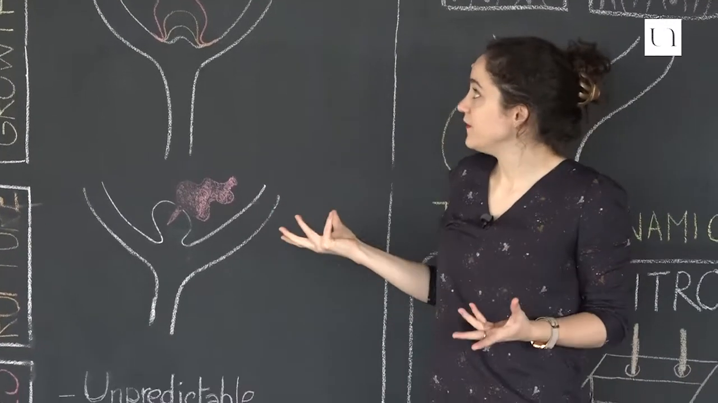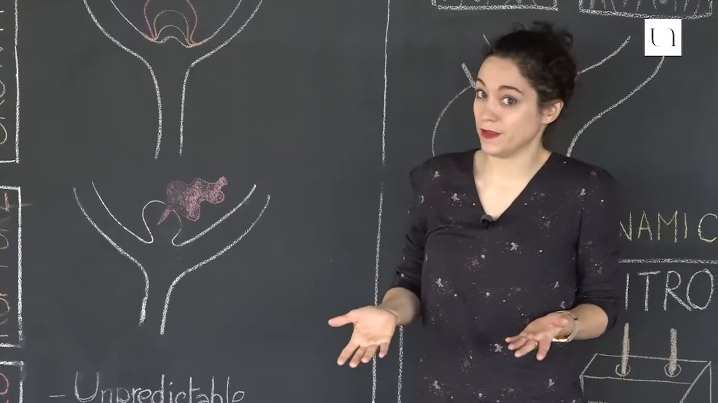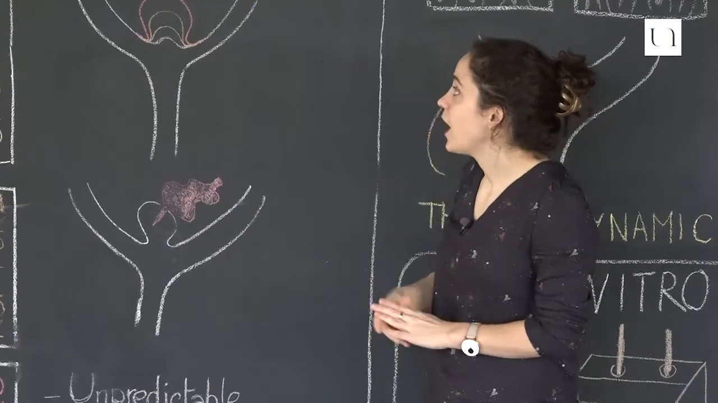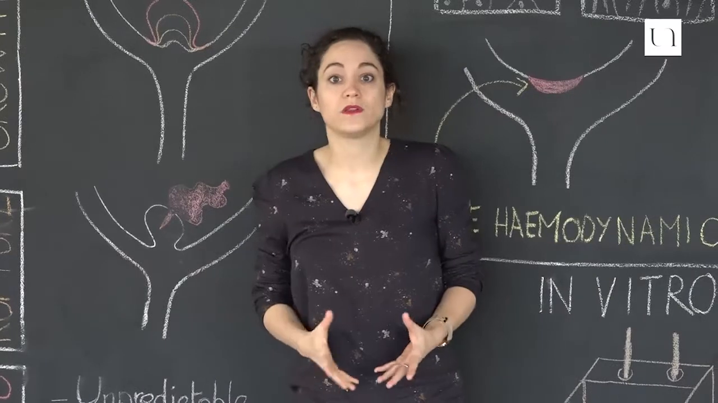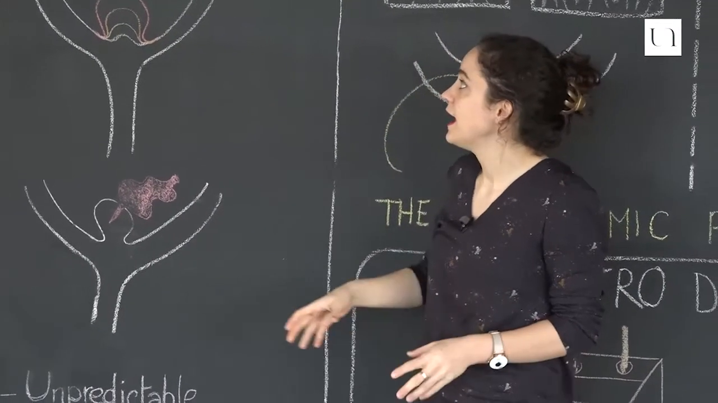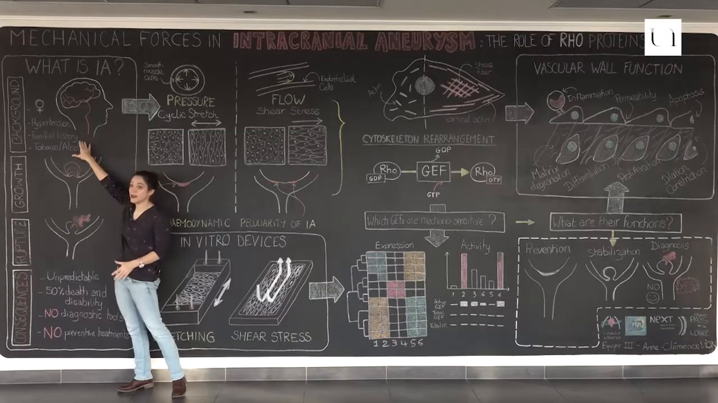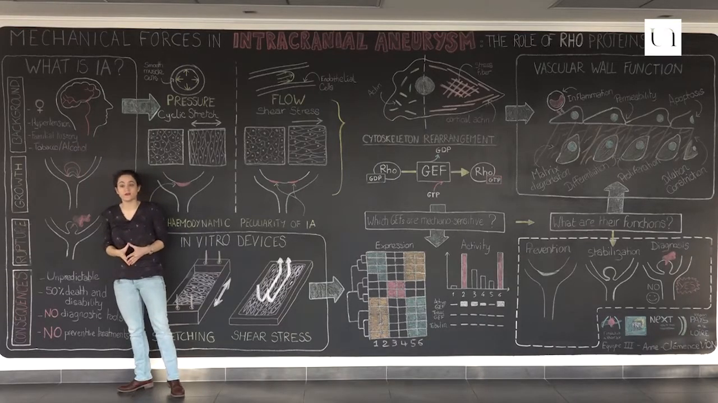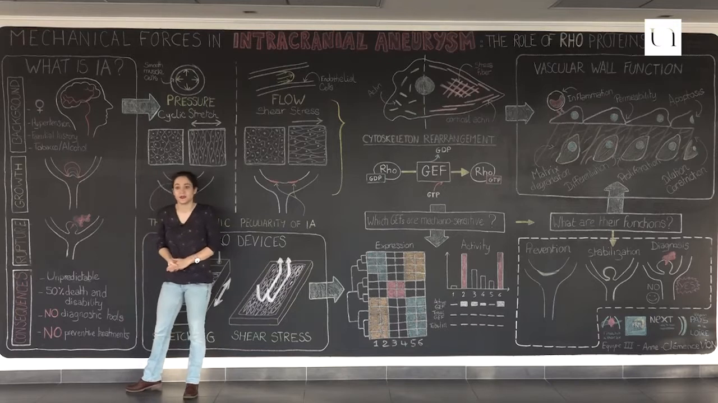There are other risk factors, such as being a woman, unfortunately. Also, smoking and alcohol increase the probability of having intracranial aneurysm. And there is also a second form, the familial form of intracranial aneurysm, that is usually associated with specific mutations.